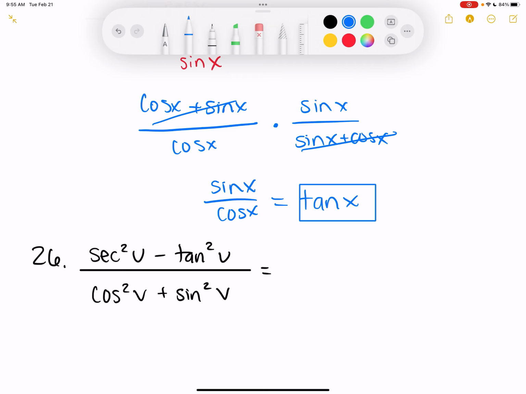All right, what is secant squared minus tangent squared? Oh my gosh, it's 1. And what's cosine squared plus sine squared? 1. So it's 1. Oh my goodness. Yay.